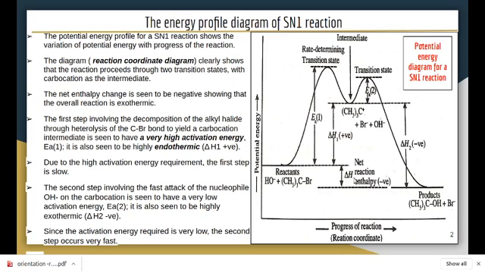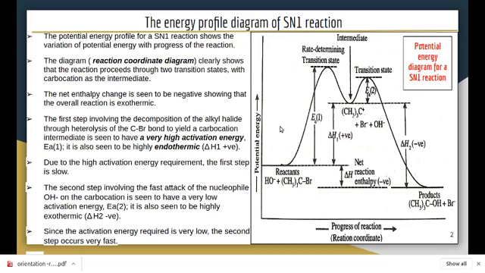So the net enthalpy change means delta H2 plus delta H1. That is a negative value. That means delta H of products minus delta H of reactants, that is the net enthalpy change. This is the delta H value. That will be a negative value. So this is a spontaneous reaction. If the delta H value is negative, then that reaction will be spontaneous. So SN1 reaction is spontaneous.